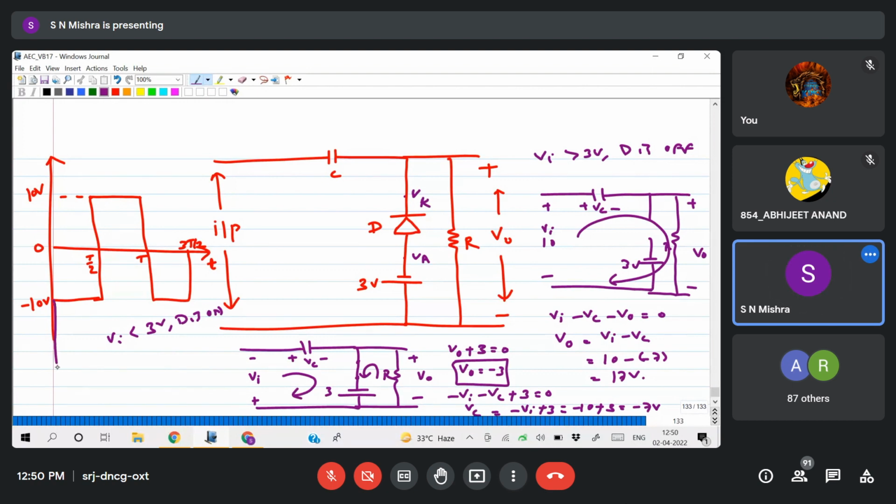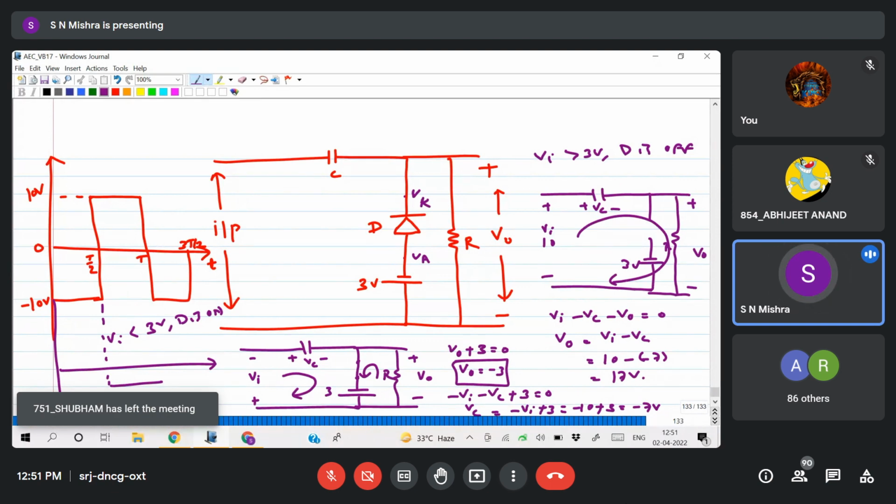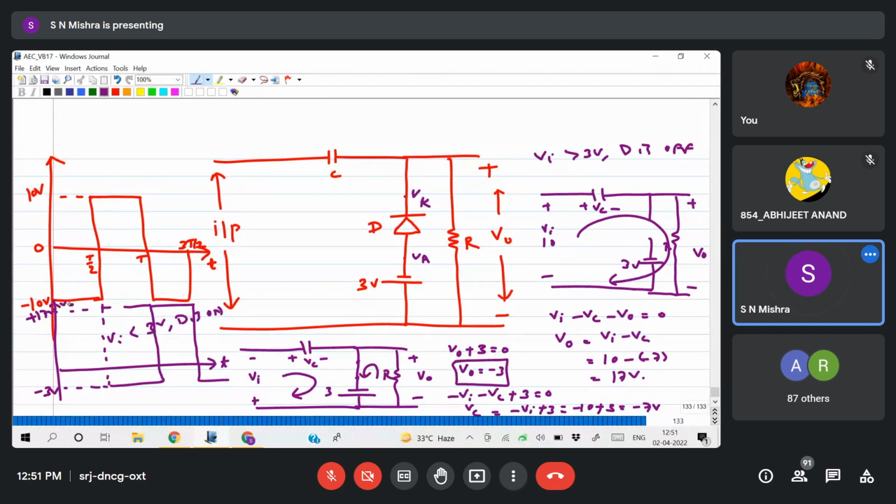आउटपुट कैसे ड्रॉ करेंगे? So negative half cycle is already given. What is my output voltage? -3. So -3 means somewhere here. Then it will increase to 17 volt in the positive half cycle. So like this. -3 volt, minus 17, plus 17 volt. This is V naught. This is 0. Okay.